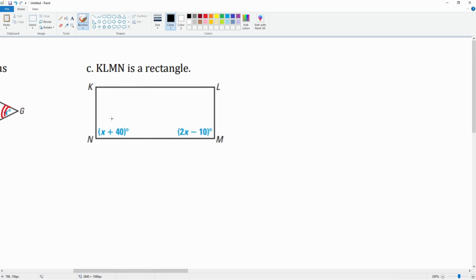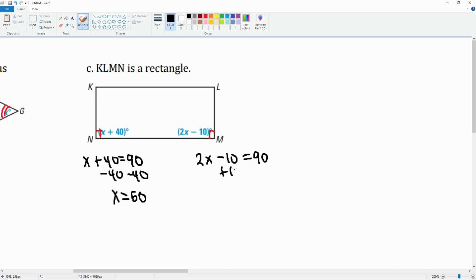And then C. Well, we know that for the rectangle, the corners here have to be 90 degrees. So x plus 40 has to be equal to 90. If we solve, minus 40 from both sides, x is equal to 50. Let's do it for the other equation as well. 2x minus 10 is equal to 90. Add 10, this gets you 2x is equal to 100. Divide by 2, x is still equal to 50.